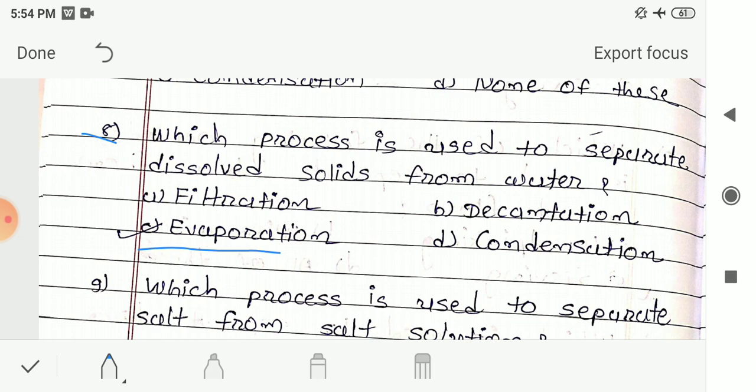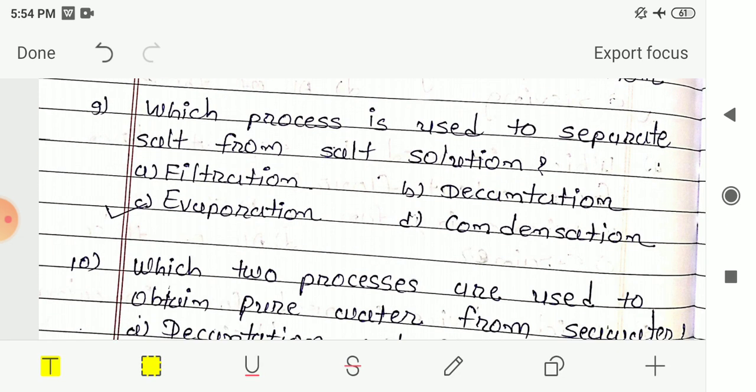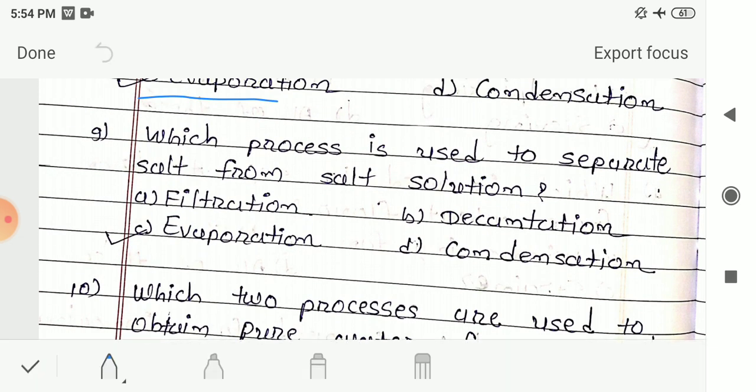So the evaporation method is used to separate dissolved solids from the water. Next, 9th number: which process is used to separate salt from salt solution? As in the previous MCQ we had discussed, to separate sugar or salt from its solution, we are using the evaporation method. So here the answer is evaporation.